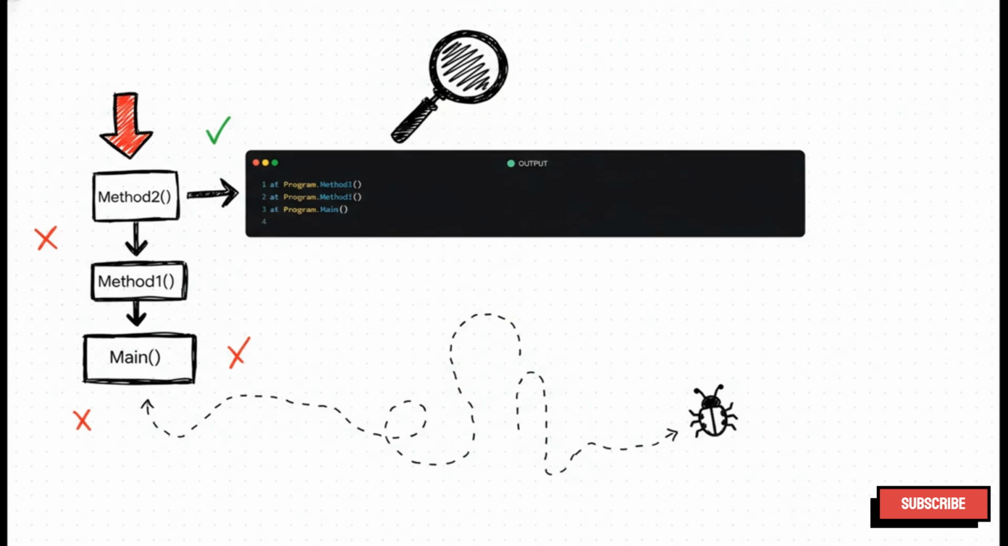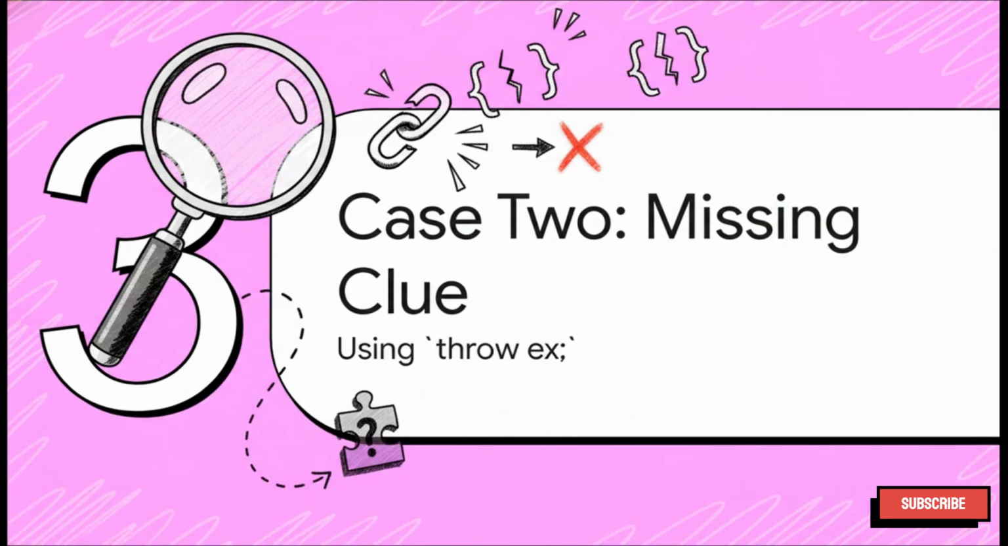And boom, look at that result. This is perfect. This is exactly what we want to see. The stack trace shows the whole story. The error started in method 2, it went through method 1, and it ended up in main. We have the full picture. Debugging this? Super easy.